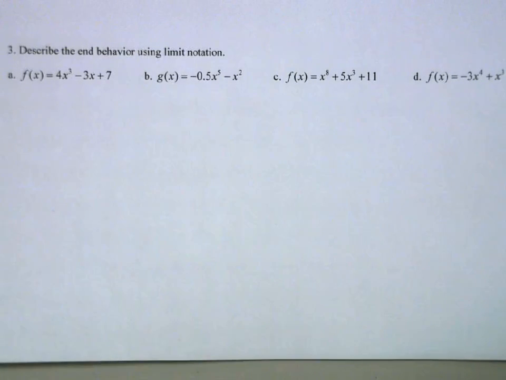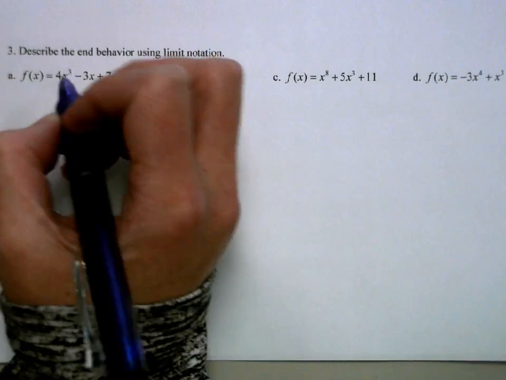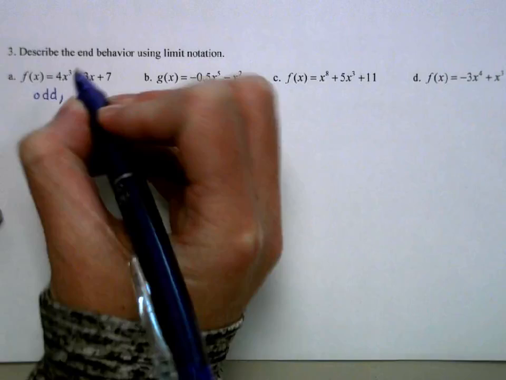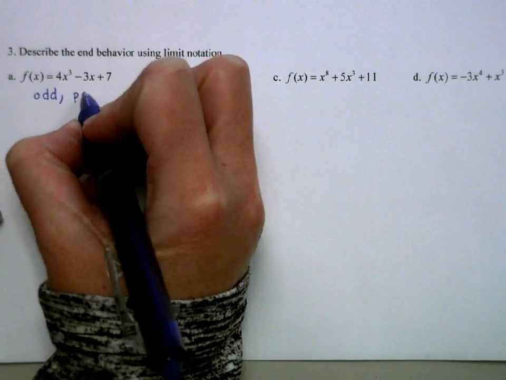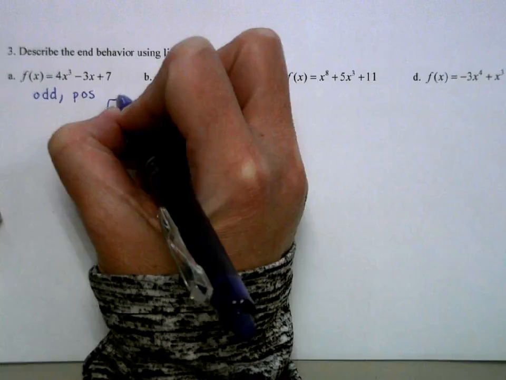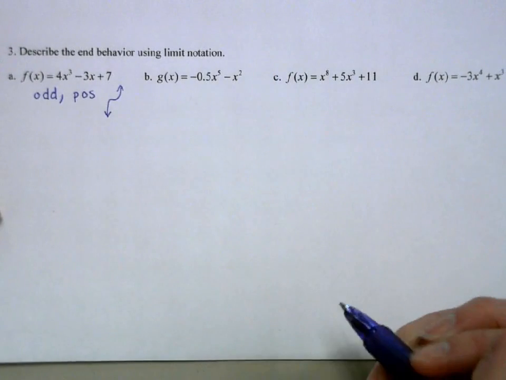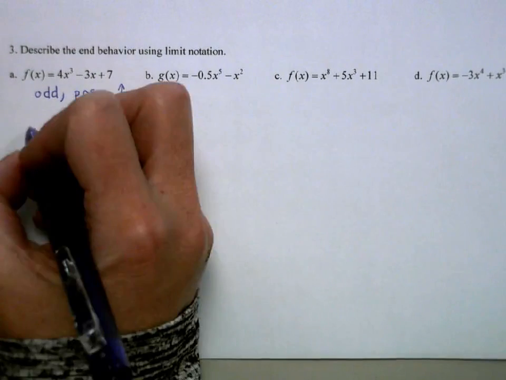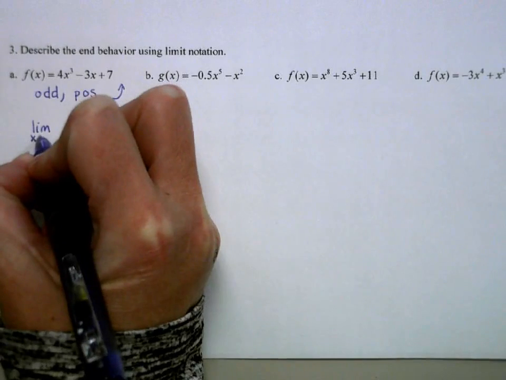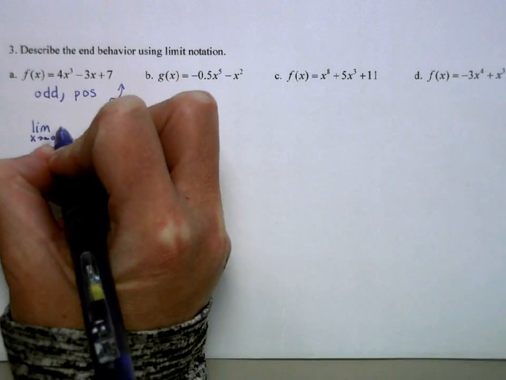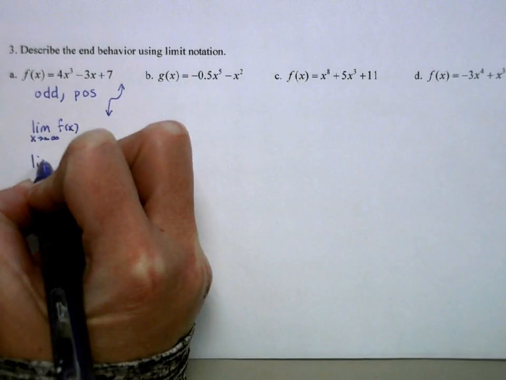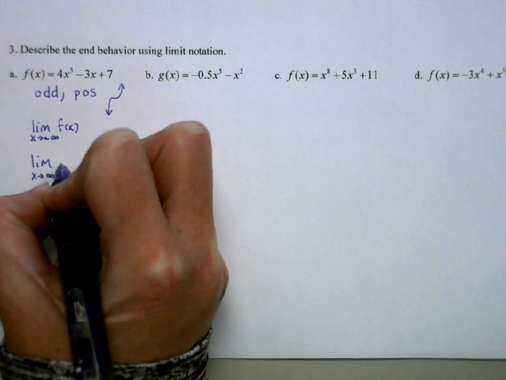Now we're going to describe end behavior. This is going to depend on the degree and the sign of the leading coefficient. I'm going to go through each of these. This first one is an odd degree because it has a degree 3, and it has a positive leading coefficient. So the graph of an odd positive is going to look something like that. When we write our end behavior, we always write the limit as x goes to -infinity and the limit as x goes to +infinity.